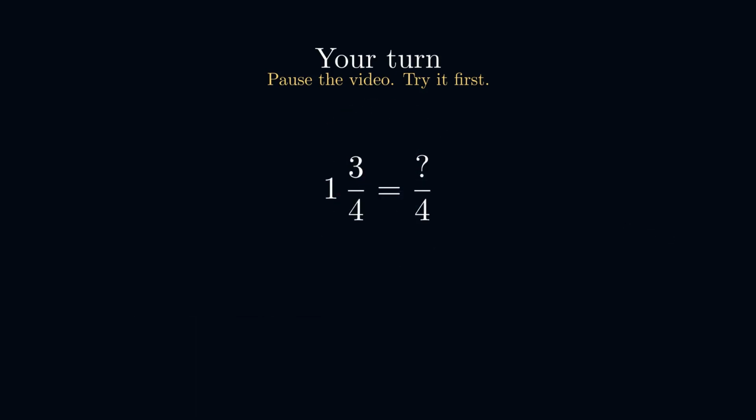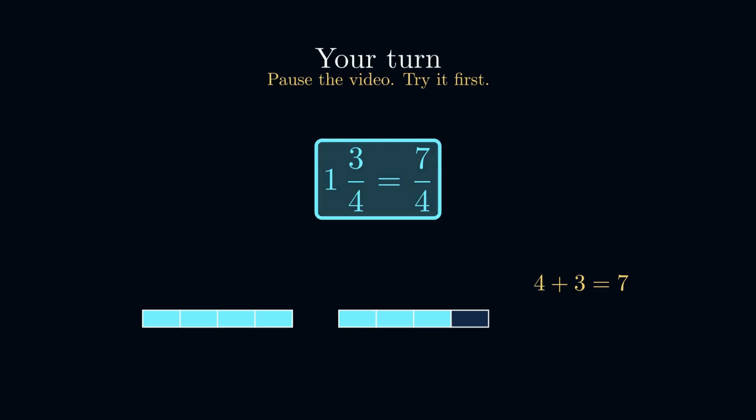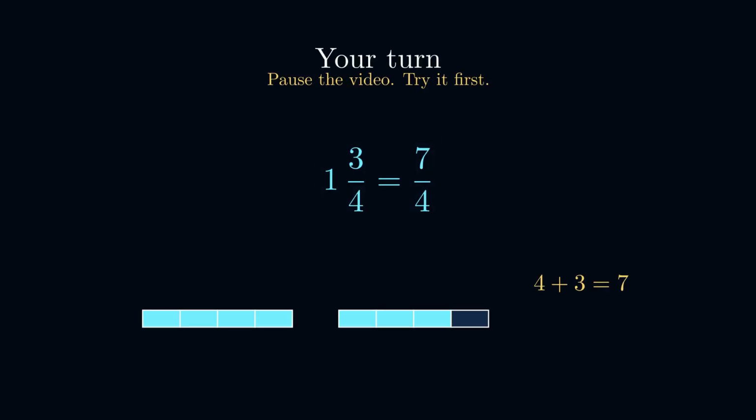Next question. Convert 1 3/4 into an improper fraction. 1 whole contains 4 quarters. Then there are 3 more quarters. 4 plus 3 gives 7. The denominator stays 4. So 1 3/4 equals 7 quarters. The whole part gives 4 quarters. The fractional part adds 3 more quarters. Altogether, there are 7 quarters.